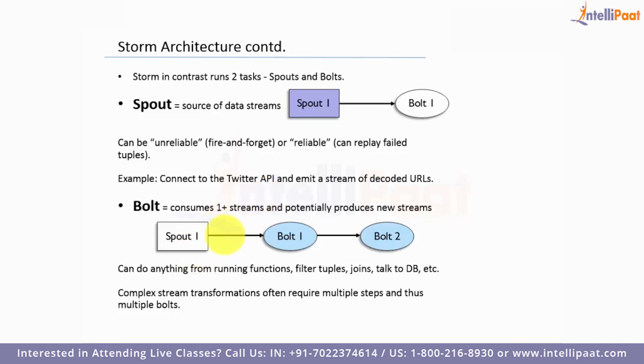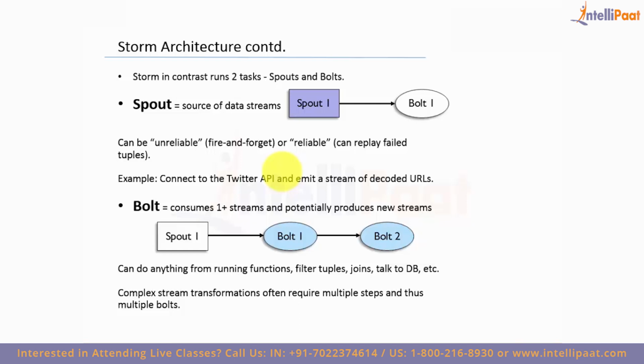In the second diagram, you can see that a spout is actually feeding bolt 1, and bolt 1 in turn is feeding bolt 2. The bolts can do anything from running functions. It can filter the tuples, it can perform joins, it can talk to a database, it can create any derived columns, and many more operations are feasible there. Complex stream transformations often require multiple steps, and thus we have the requirement for multiple bolts.